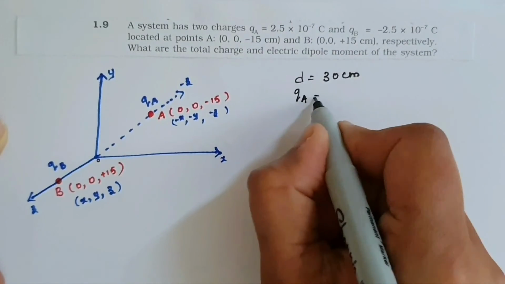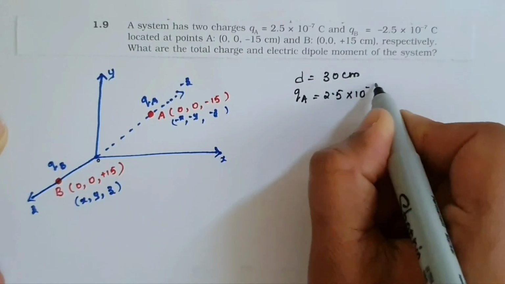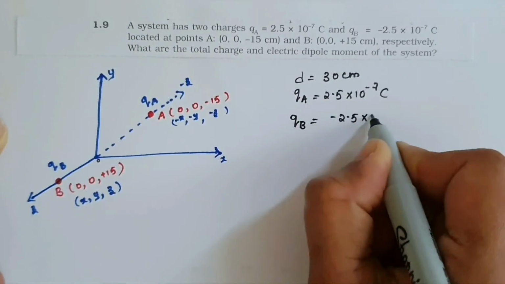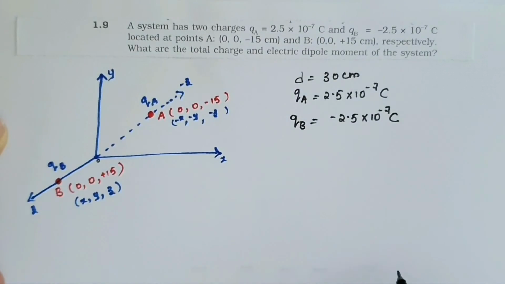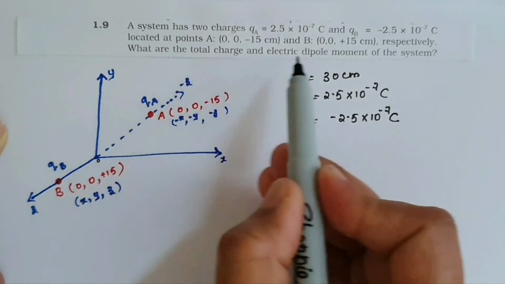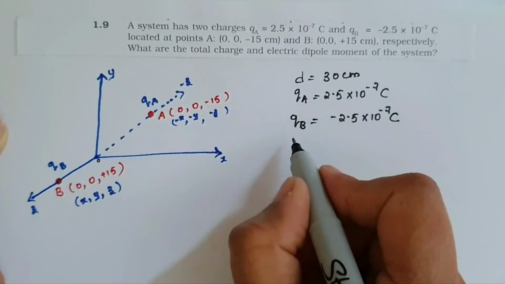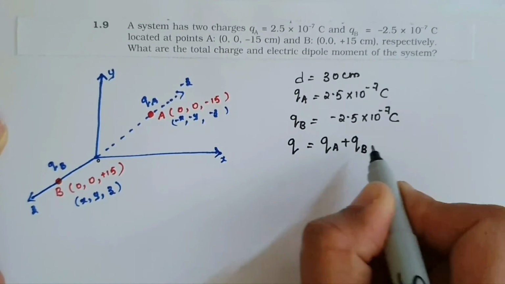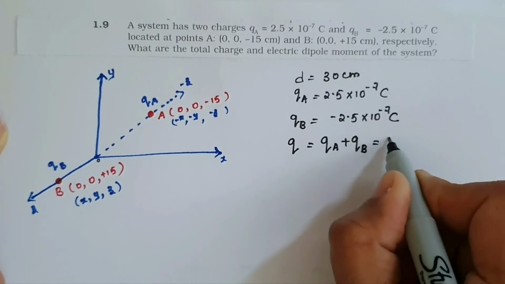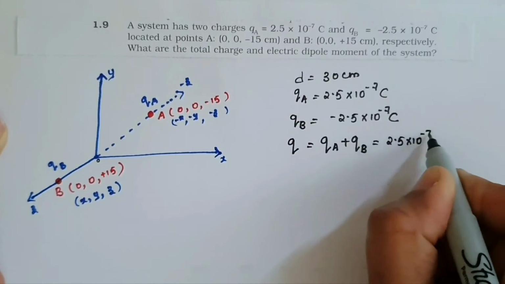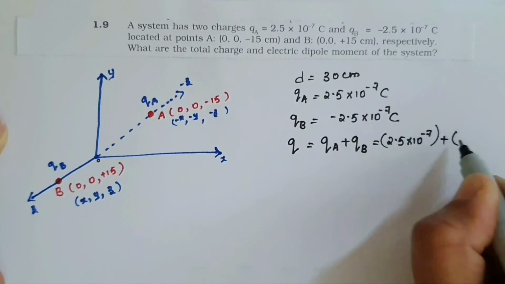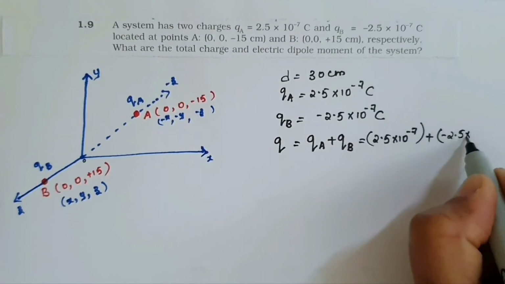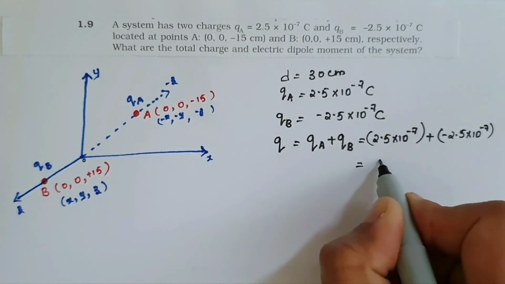Given QA is 2.5 into 10 raised to minus 7 Coulomb, QB is minus 2.5 into 10 raised to minus 7 Coulomb. Now we have to find the total charge and electric dipole moment of the system. Total charge Q is equal to QA plus QB. This is equal to 2.5 into 10 raised to minus 7 plus minus 2.5 into 10 raised to minus 7 Coulomb. This is equal to 0.